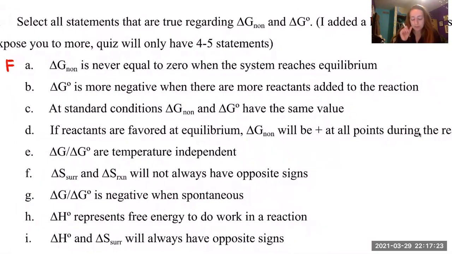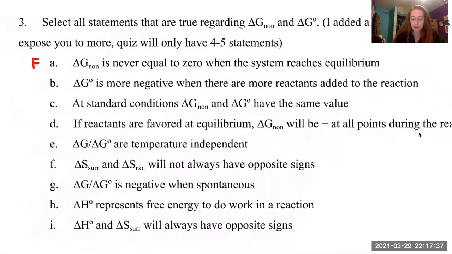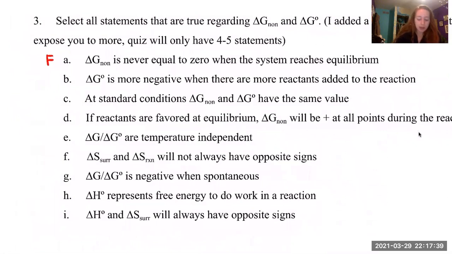And so it's a little tricky because at delta G standard, we can't really touch the standard conditions, okay? Delta G standard is only going to have 1 molar of every reactant or product in our system. And so that's why this one is going to be false, actually. However, if this was delta G non-standard, that would be true, okay?